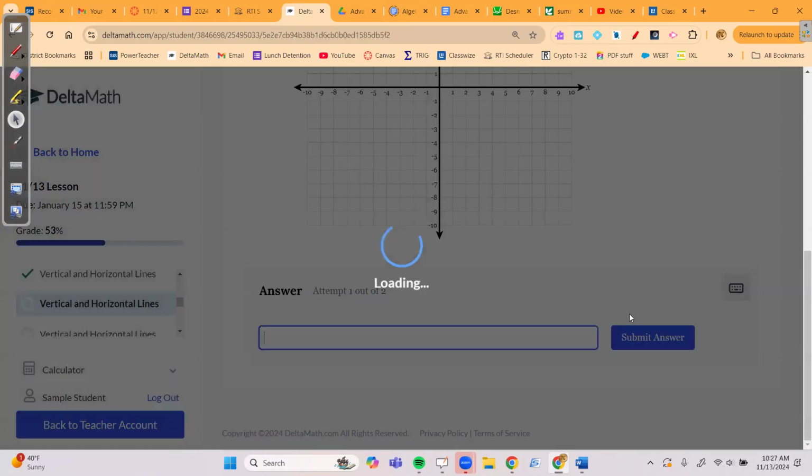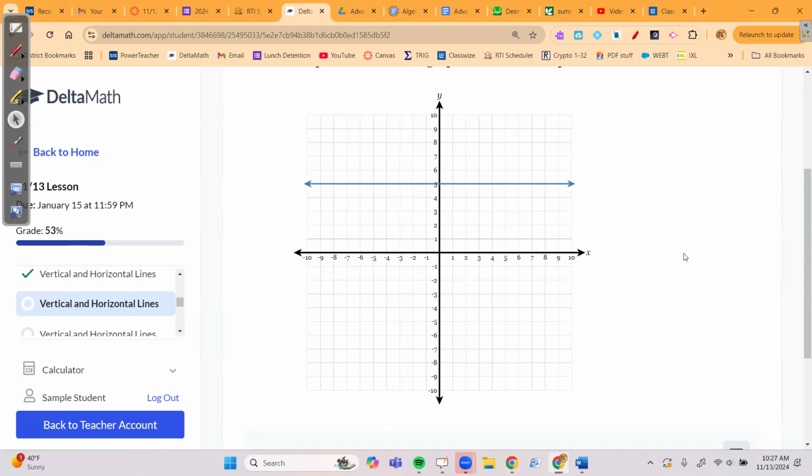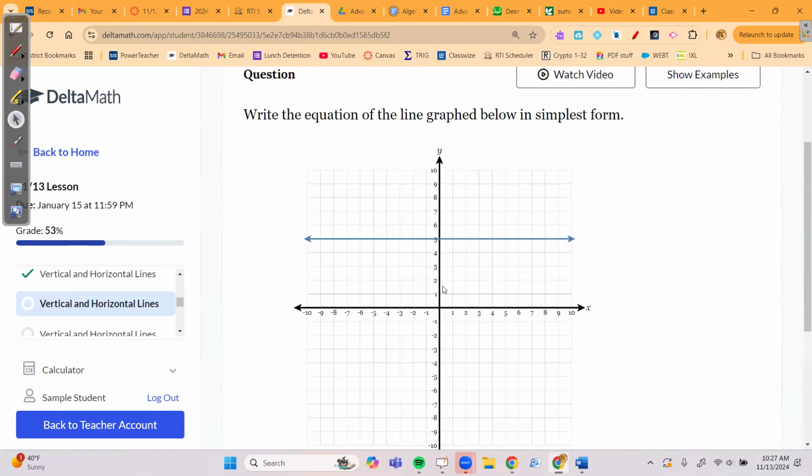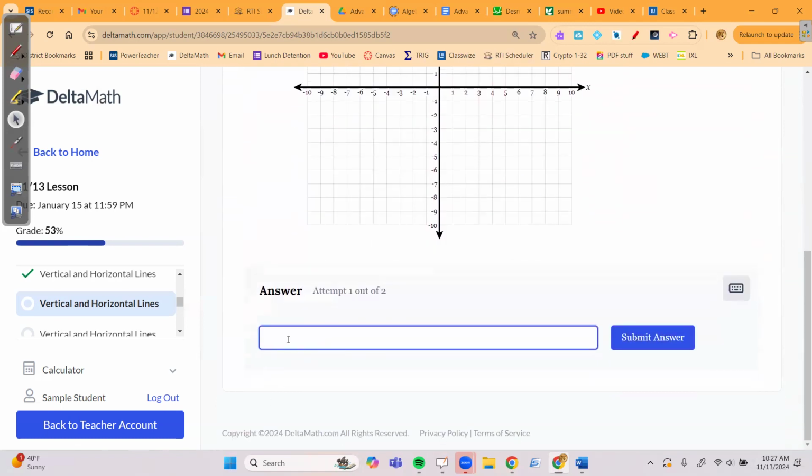How about this one? What is the equation of this line? Y equals 5. It goes through, but you can see the 4 and the 6. So we, of course, know it's 5. So y equals 5.